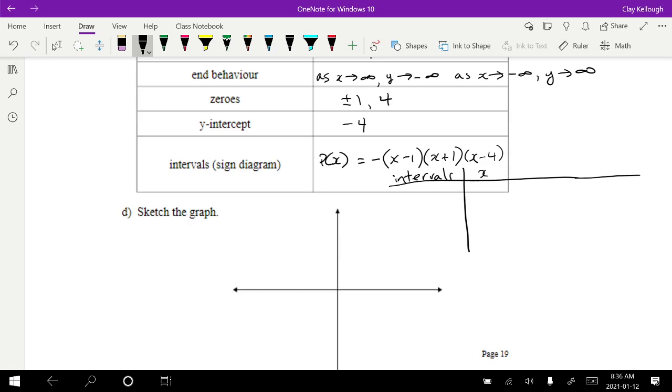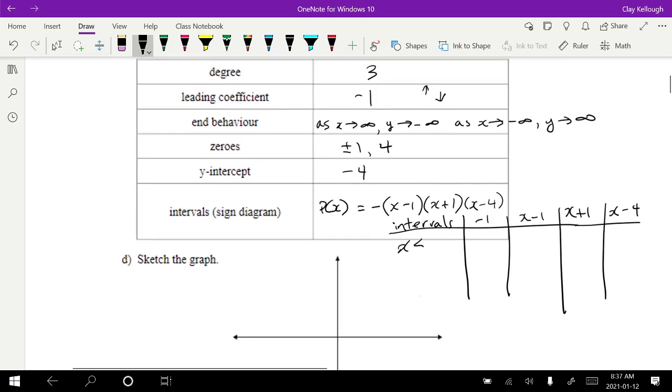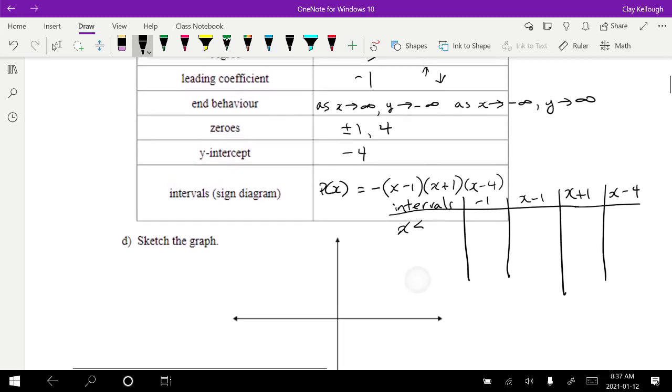There's actually a -1 out front here, so we have to deal with that. So there's a -1, then there's an x minus 1, there's an x plus 1, and there's an x minus 4. Okay, so in our intervals, our first interval goes from x is from -infinity till x is less than, what was the smallest one? I guess the first one would be the -1. So pick a number smaller than -1.